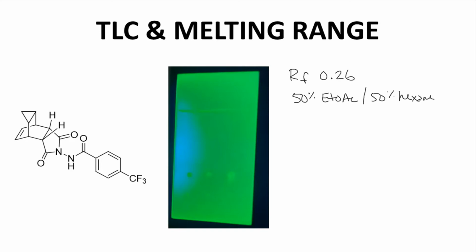hexane. The observed melting point was 191.9 to 193.1 degrees Celsius. The literature melting point reported in the reference on the experiment slide was 194 to 195. So we have a sharp melting point close to the literature value. I'm now more inclined to believe that the product is clean. Things are looking good. How about the NMR?